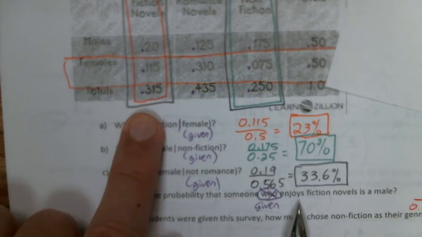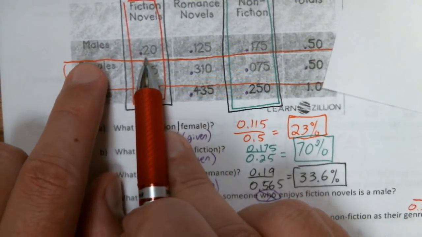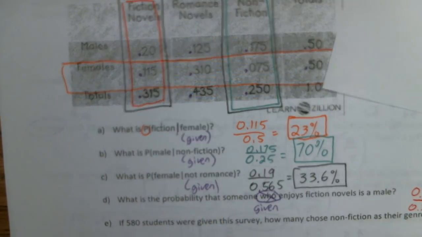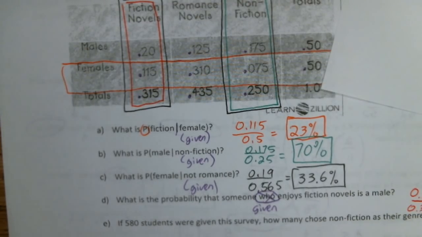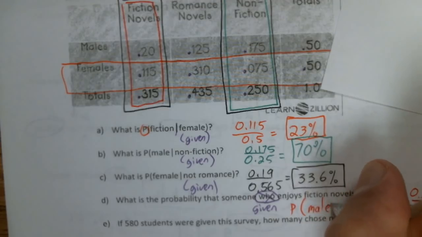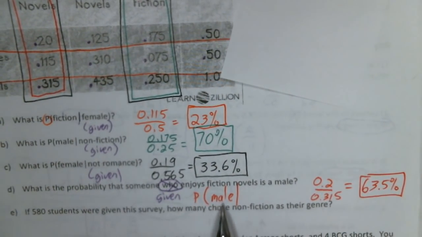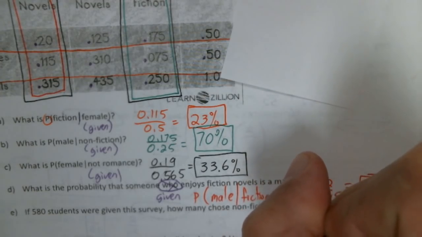Out of these people, how many are male? We're only looking at these numbers. 0.2 are males. Type that in my calculator, times 100%, and that comes out to be 63.5%. If this were the notation, this would be P of male under the condition that they enjoy fiction.